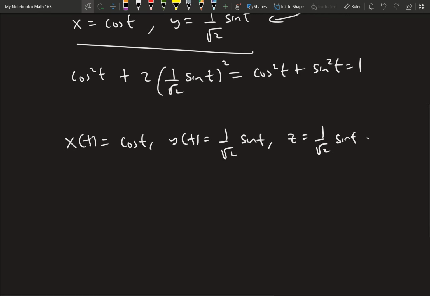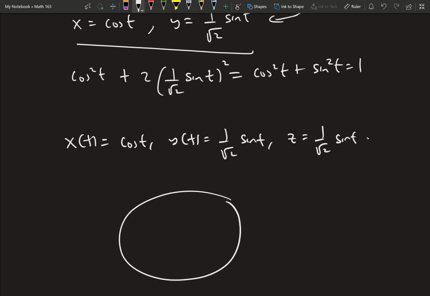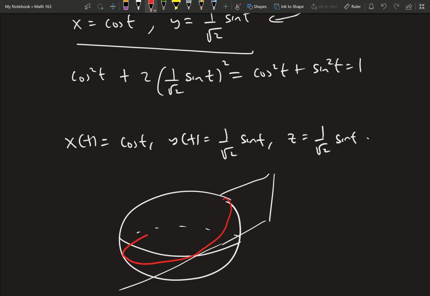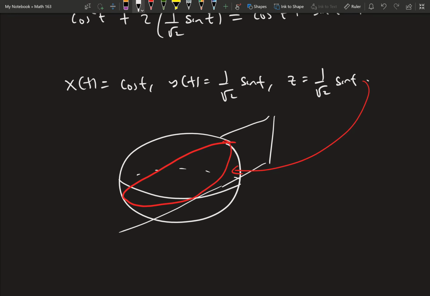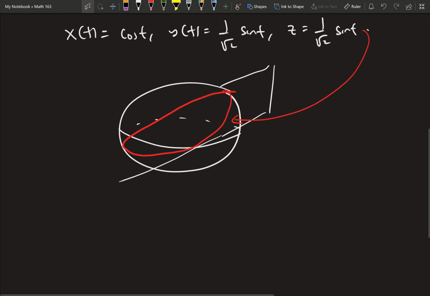Okay. Pictorially, we have the sphere here, a unit sphere, and z equals y is a plane that goes diagonally this way. So when they intersect, we get what they call a great circle, something like this. And this curve corresponds to that. Okay, so that was the exercise for the last problem that we left off.